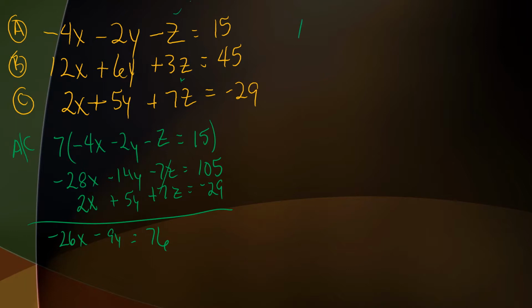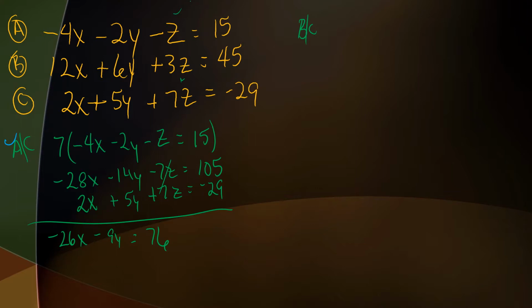And so let's see, I'm going to go up here. I got B, C. We're going to use B and C. All right, let's see. So B is 12x plus 6y plus 3z, and C is 2x plus 5y plus 7z. And remember, I'm canceling the z. I had chosen to cancel the z out in this AC equation, so I got to do the same. And let's see, if I multiply the B equation by negative 3, that would give me a negative 21z. And if I multiply the C equation by negative 7.